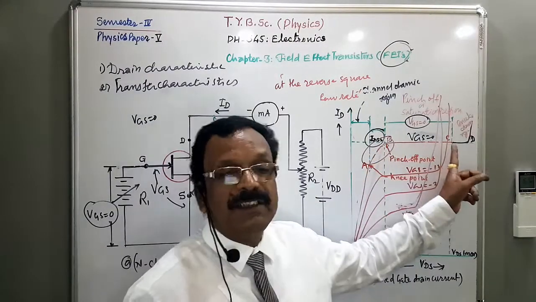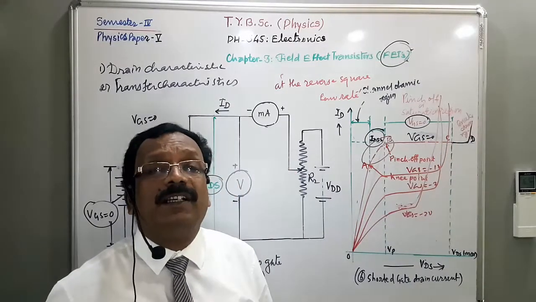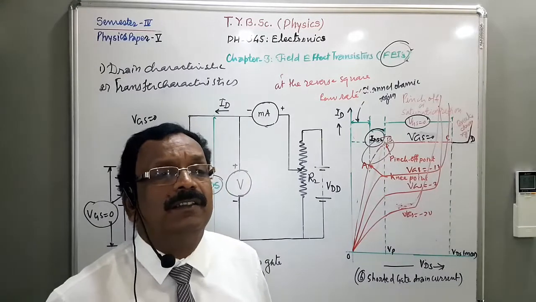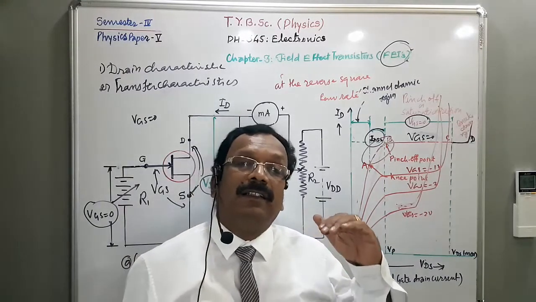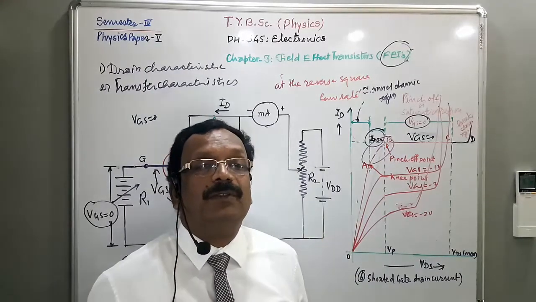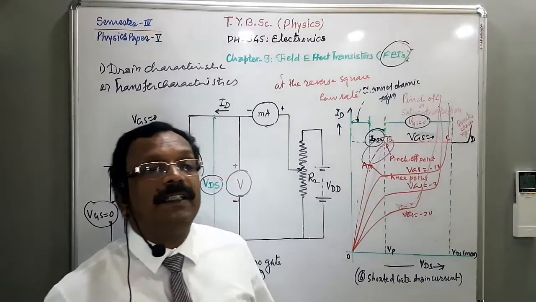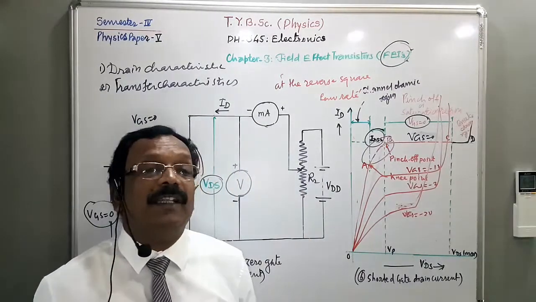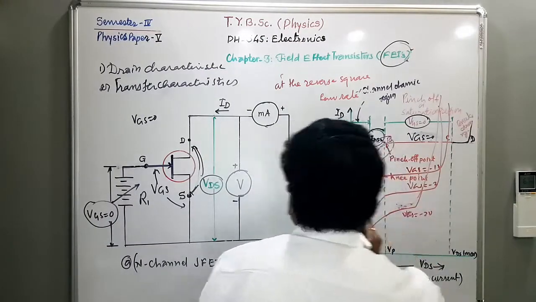Now, the pinch off region is a very important region. This region is called the saturation region or constant current region, B to C, where the drain current is constant. So it is called the saturation region or constant current region. In this region, drain current remains constant at its maximum value, that is IDSS.